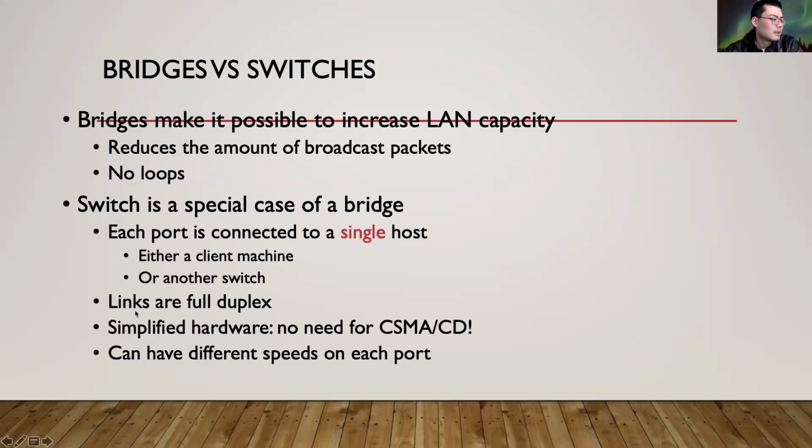So links are full duplex, which means if A sends to B at 1 Gbps, B can also send to A at 1 Gbps. This simplifies hardware, so there's no need for shared media control like CSMA/CD. And you can have different speeds on each port.